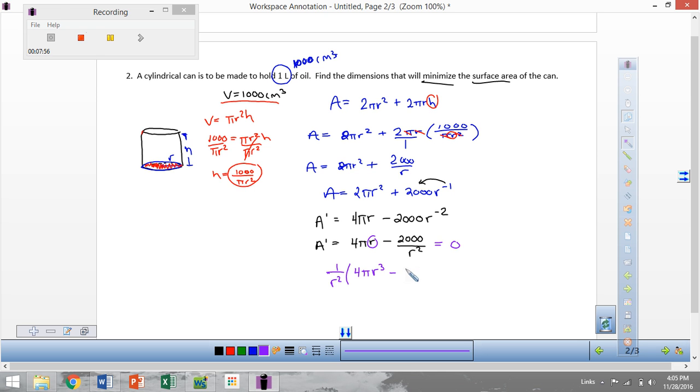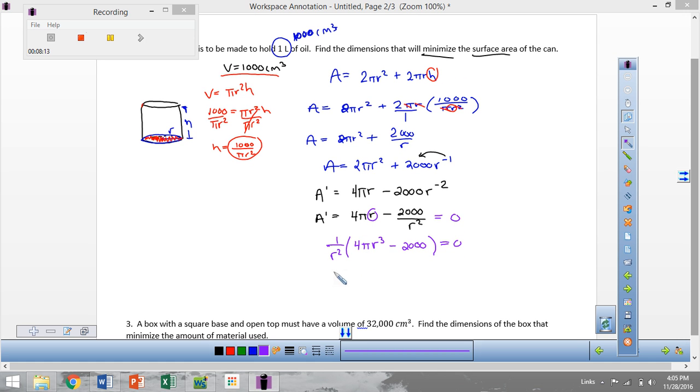Now this term just becomes minus 2,000, because this 1 over r squared, I took that r squared out here to the front, and this has already become a lot nicer, because I don't have variables on top and on bottom. I just have one variable there. So now I'm going to go ahead and factor out a 4 as well, since I can do that. So this is going to become 4 over r squared, and here I would just have pi r cubed minus 500, and I'm going to set that equal to 0.